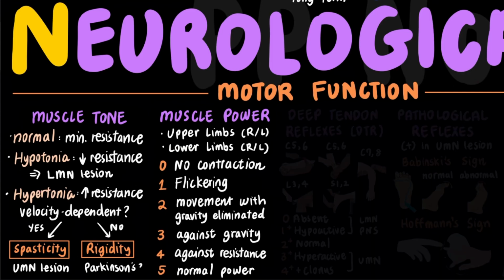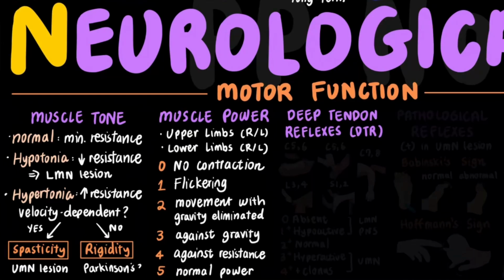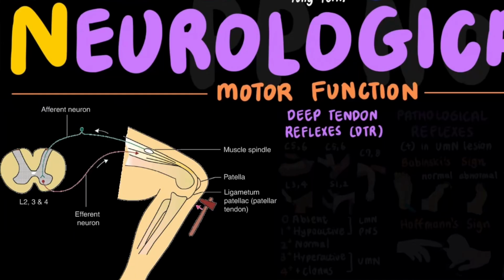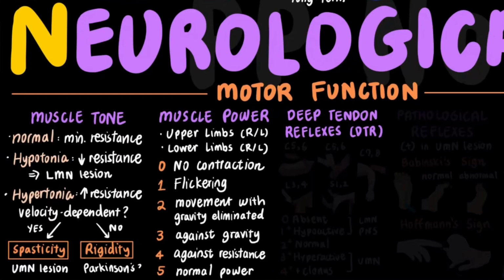Next, let's talk about deep tendon reflex, often called DTR. A deep tendon reflex is an involuntary muscle contraction that occurs when we tap on a tendon with a reflex hammer. The tap stretches the muscle spindle, which sends a signal through the sensory neuron, then through the spinal cord and back out through the motor neuron to cause a contraction. There are 5 commonly tested deep tendon reflexes.